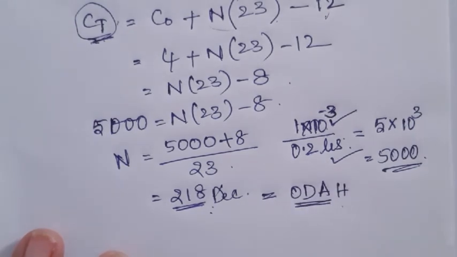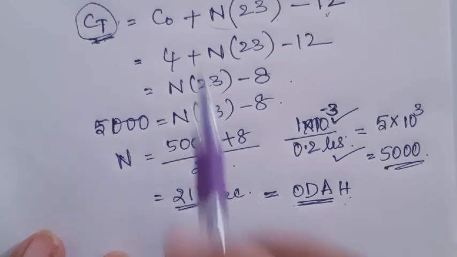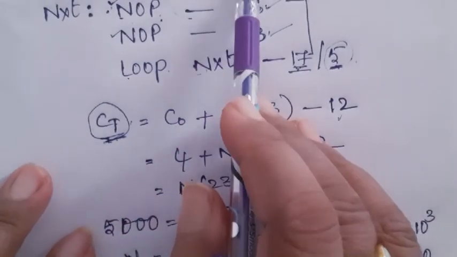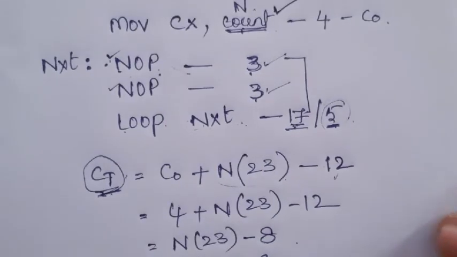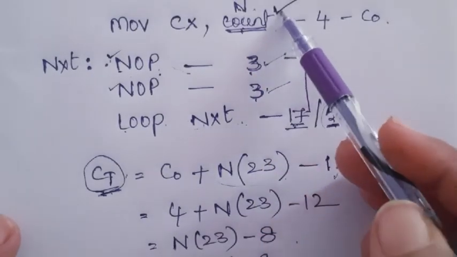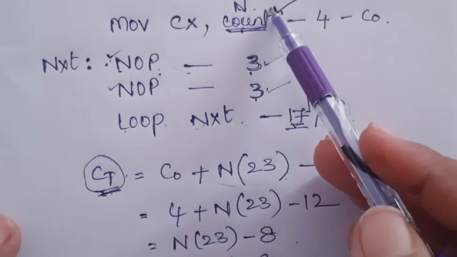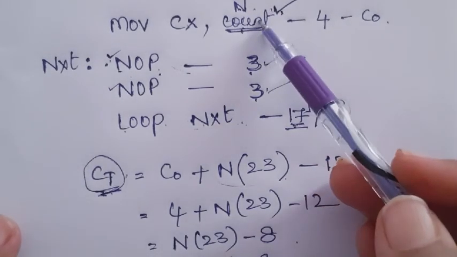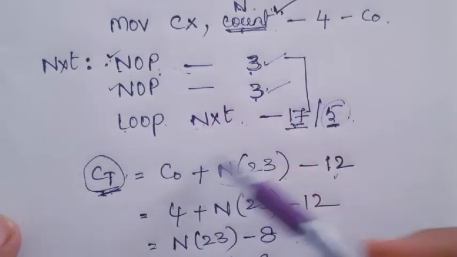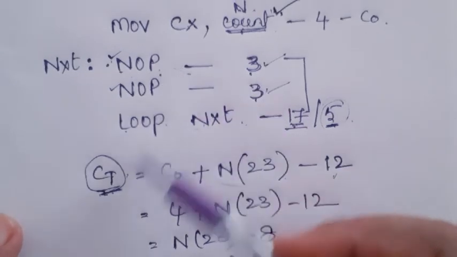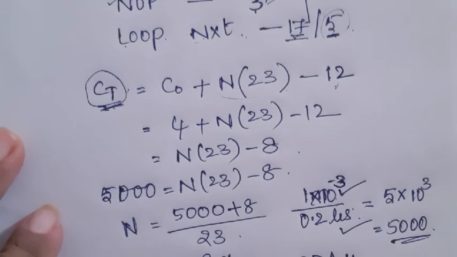0DA. So this count is to be loaded to the CX register. This 0DA count is to be loaded to the CX register. So this count is loaded, and when this particular loop is executed that many number of times, the delay produced is equal to 1 millisecond.